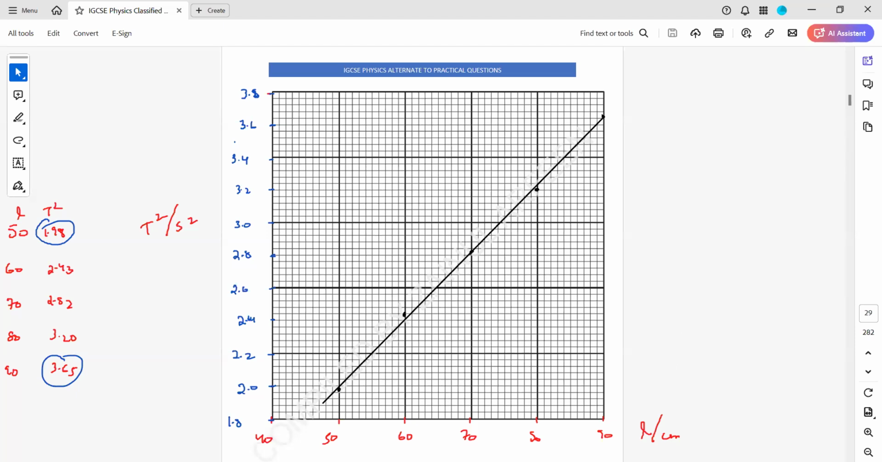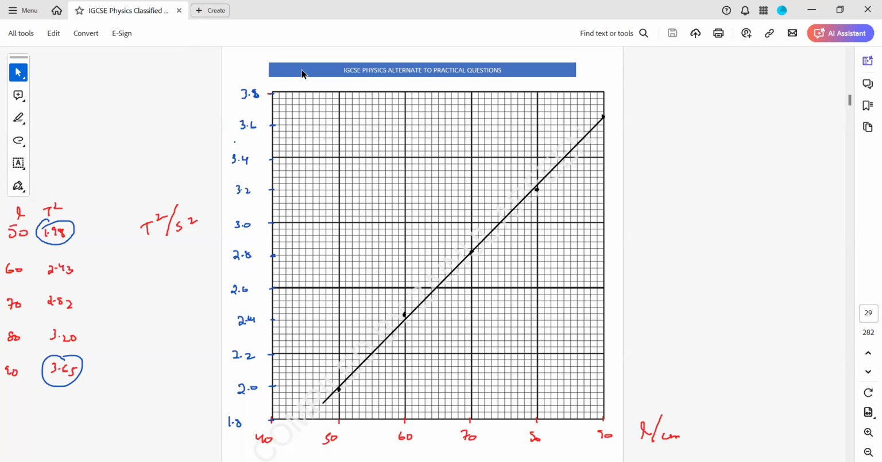Is it clear till this point? Yes. Yes, Hamid, is it clear? Any doubt? Okay.